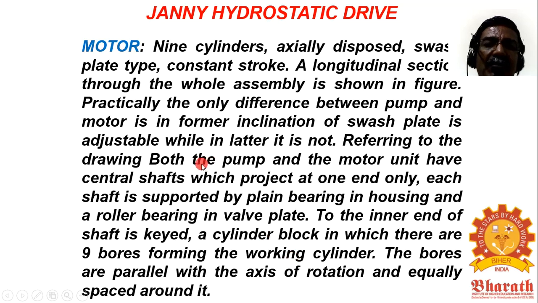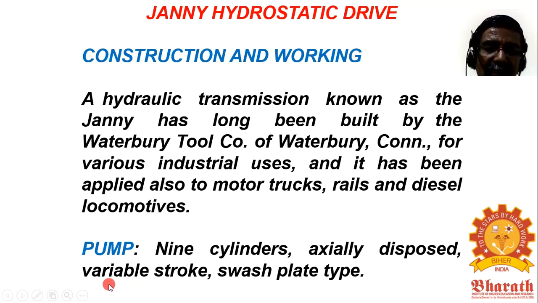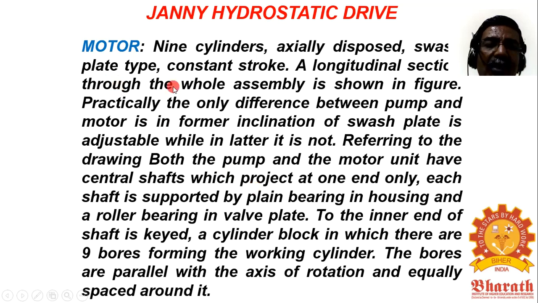Then the next member is the motor. Again, this also has 9 cylinders, same as the case of the pump. So 9 cylinders, again axially disposed, swash plate type with a constant stroke, because here the pump can have a variable stroke, because you want to vary the speed or bring it to neutral or reverse the speed. So that means the stroke must be varied in the pump, but not in the motor. It's a fixed one, it's a constant stroke.